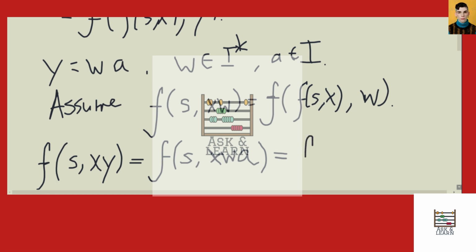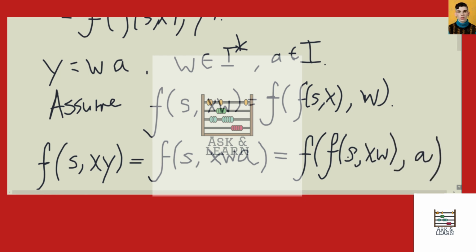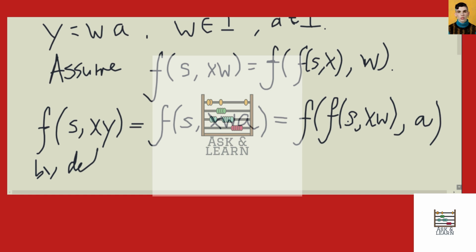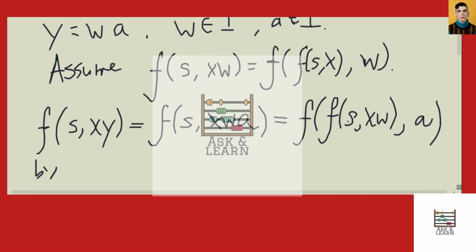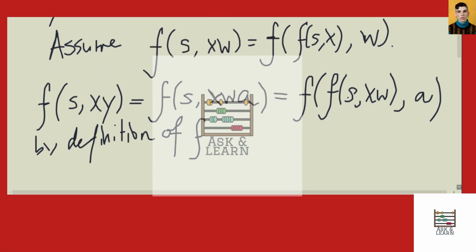Well, we have that xw is also a string, and so by the definition of the extended transition function, we also have that this is going to be equal to f(f̂(s, xw), a). And we have by our inductive hypothesis that this is going to be equal to f(f̂(f̂(s, x), w), a).